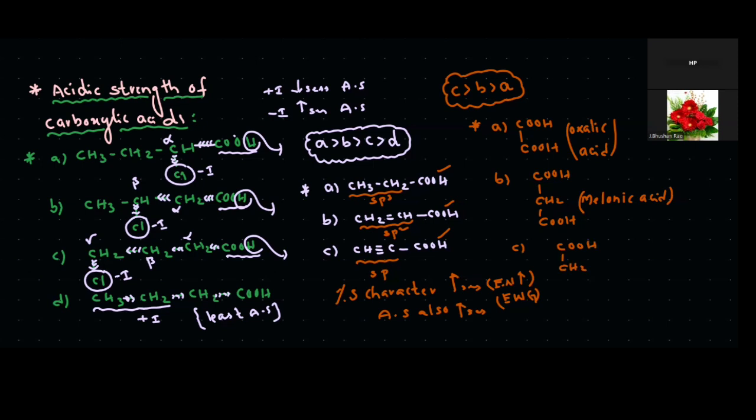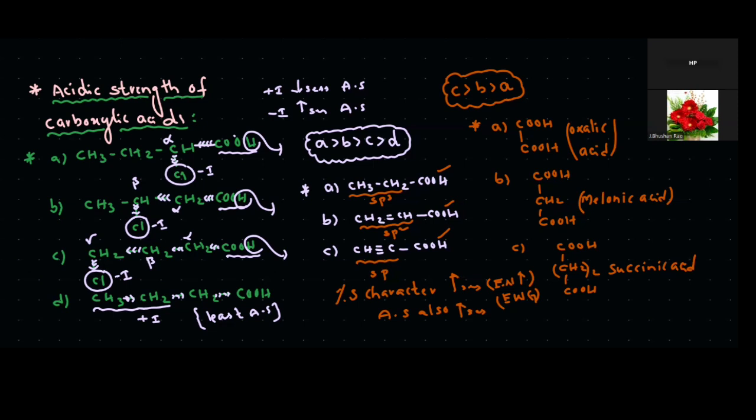CH2 taken twice. HOOC-CH2-CH2-COOH. So one more CH2 group is increased in between them. Now this one is called succinic acid. Okay, so these are the three compounds. In these three, which one is more acidic? So how do we identify the acidic character in the given compounds?